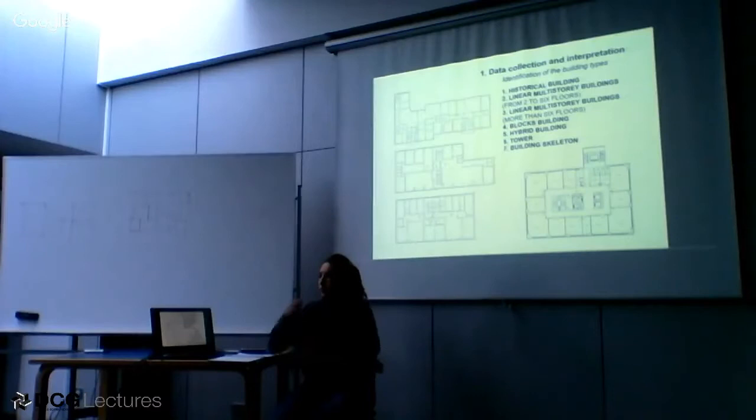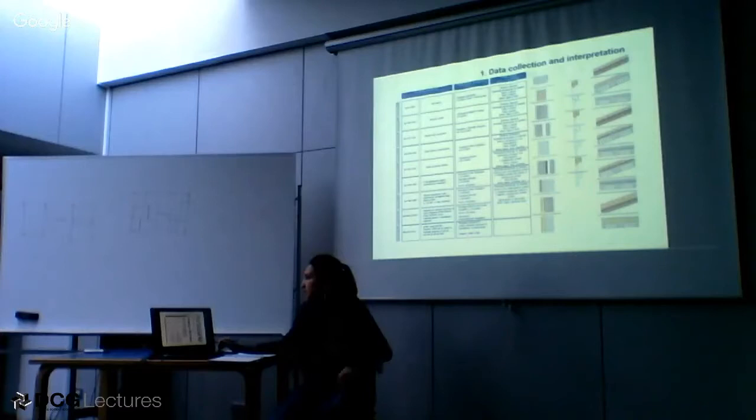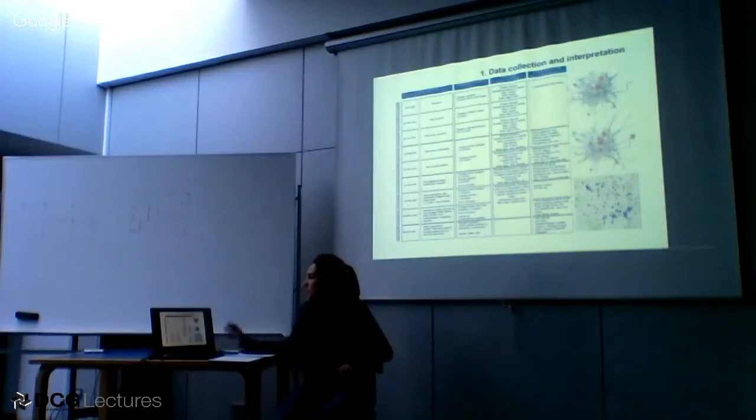And then each category has a determinate constructive typology, and also linking the localization of those buildings with the city of Milan to understand, for example, in the city center there is a majority of buildings with a certain characteristic, on the borders we find other kinds of building, and see if there is a link between the typology of the building and the localization in the city.